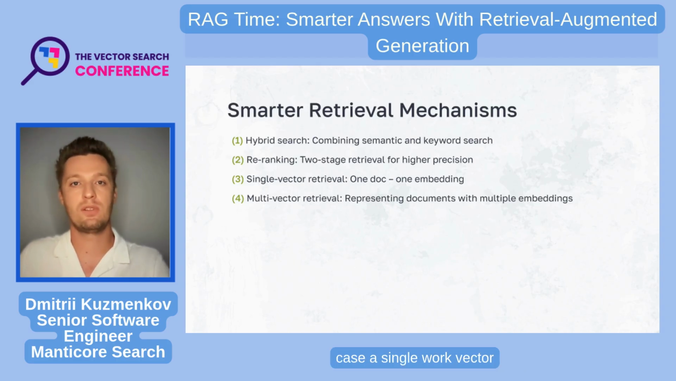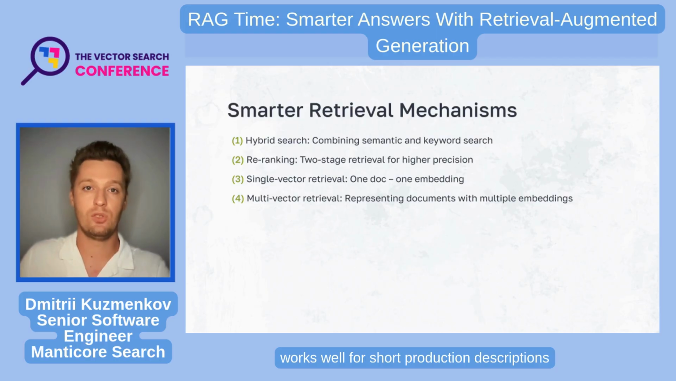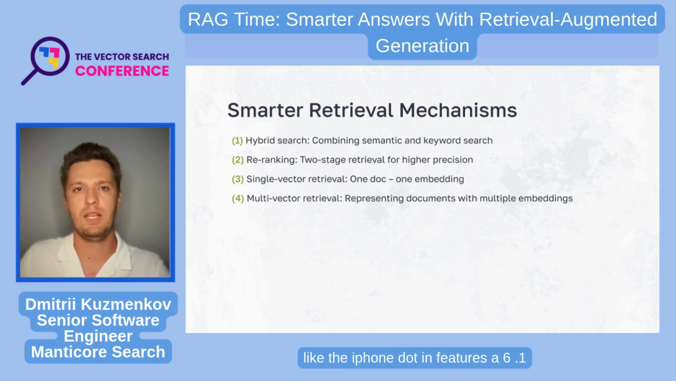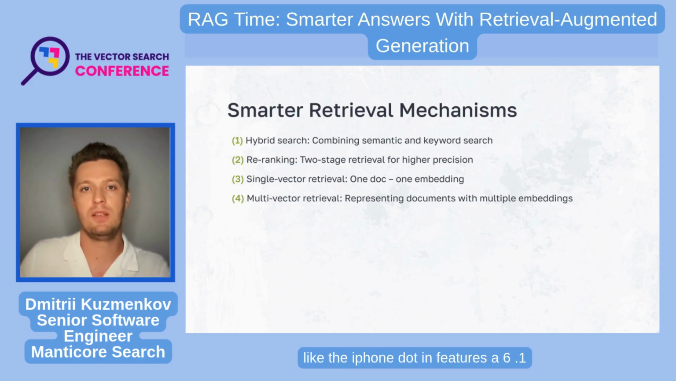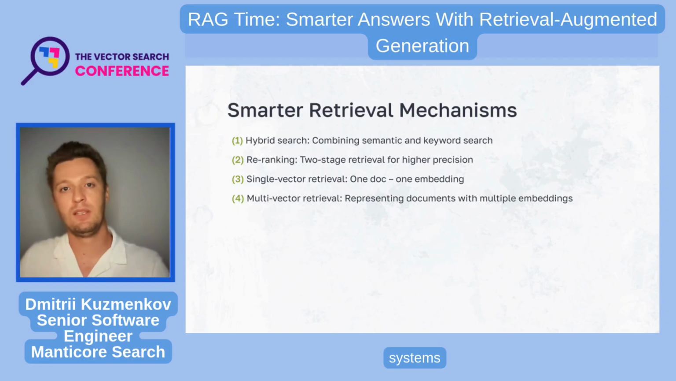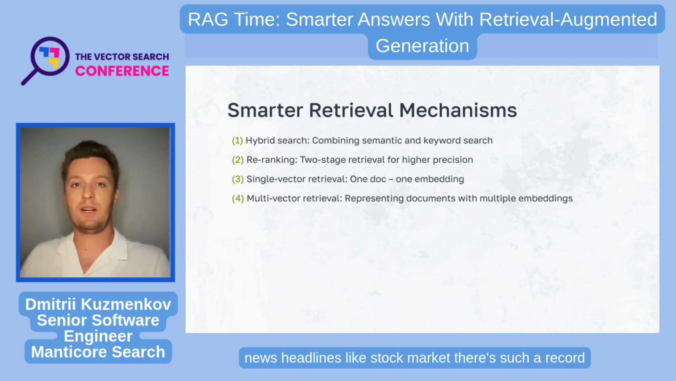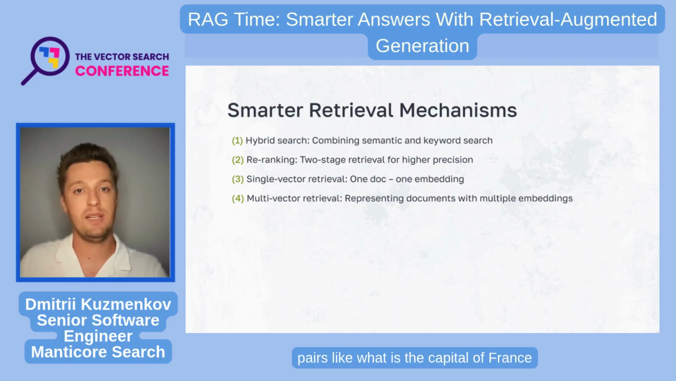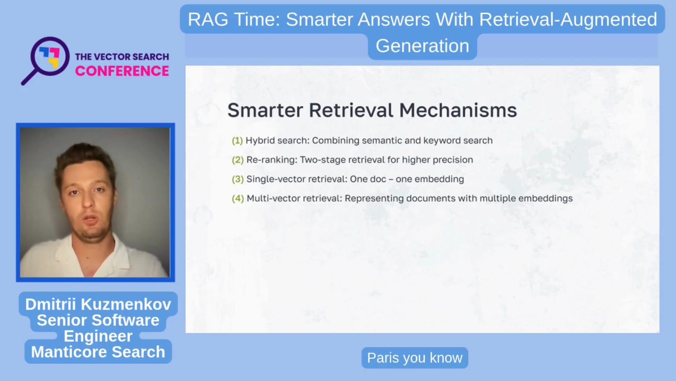A single vector works well for short product descriptions. Let's say, like the iPhone 13 features a 6.1-inch display, an A15 chip, and dual camera systems. News headlines like stock market reaches record high on Tuesday, simple question and answer pairs like what is the capital of France, Paris, you know.